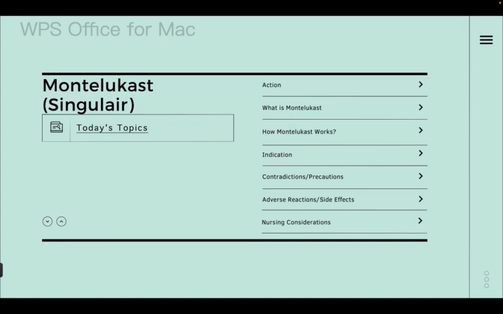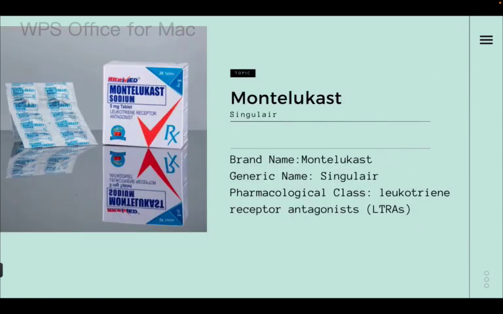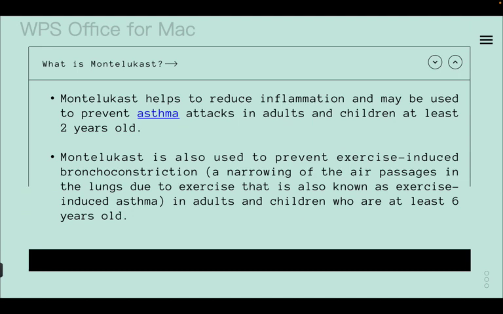We are going to discuss the action, what Montelukast is, how Montelukast works, indications, contraindications, precautions, adverse reactions, side effects, as well as the nursing considerations. So our topic, Montelukast, as I said, is the generic name and Singulair is the brand name, and the pharmacological class is leukotriene receptor antagonist, or LTRAs.